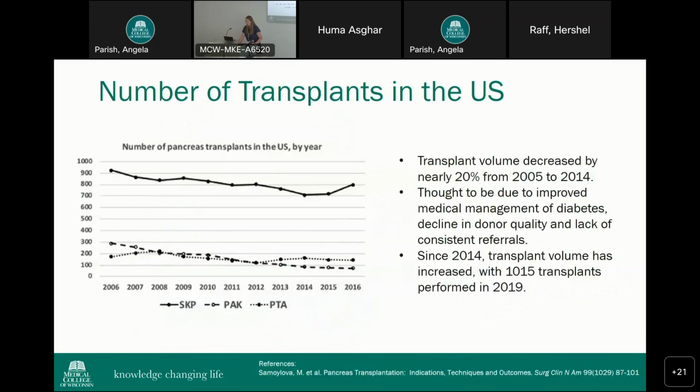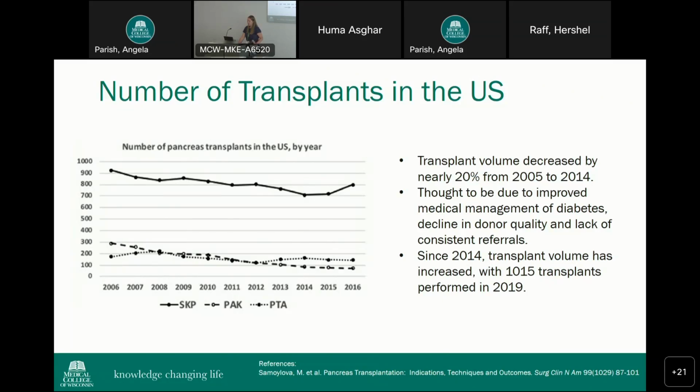So really, what's the number of whole organ transplants in the US? Like I said earlier, the majority are simultaneous kidney and pancreas transplants. One interesting thing to note, as our immunosuppression was getting better in the US, the number of transplants was also downtrending. So between 2005 and 2014, there was a decrease of nearly 20% of whole organ transplants. From what I had read, there wasn't really conclusive data as to why this number was decreasing. There were a couple theories and thoughts behind it.